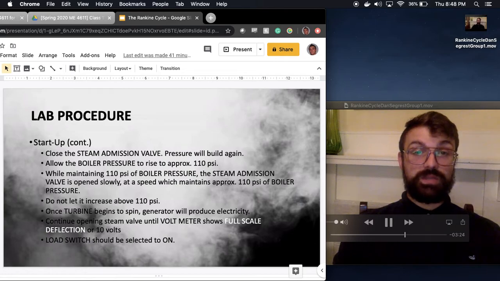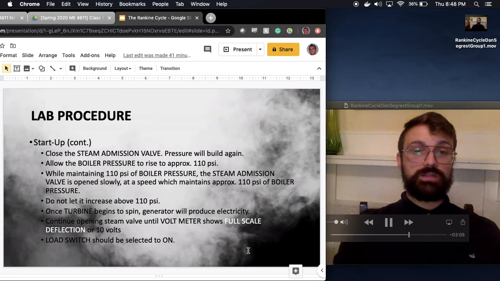While maintaining 110 psi boiler pressure, the steam admission valve is to be opened slowly at a speed which maintains approximately 110 psi of boiler pressure. Try not to let it increase above 110. The guidelines did say that this was approximate, but we're trying to keep it inside of there.